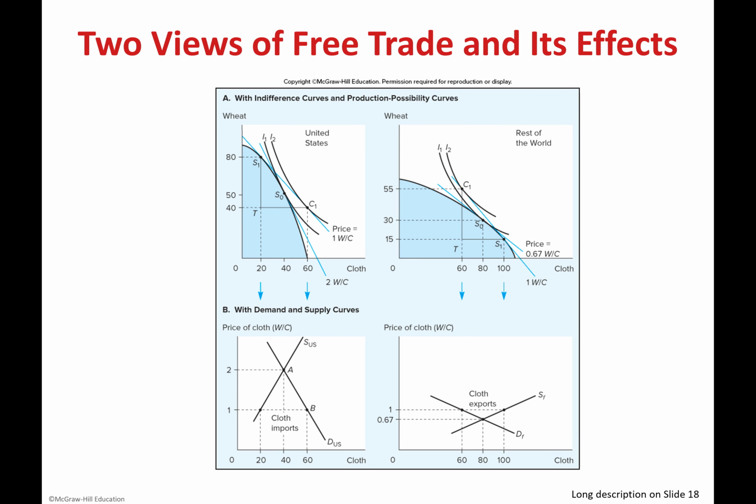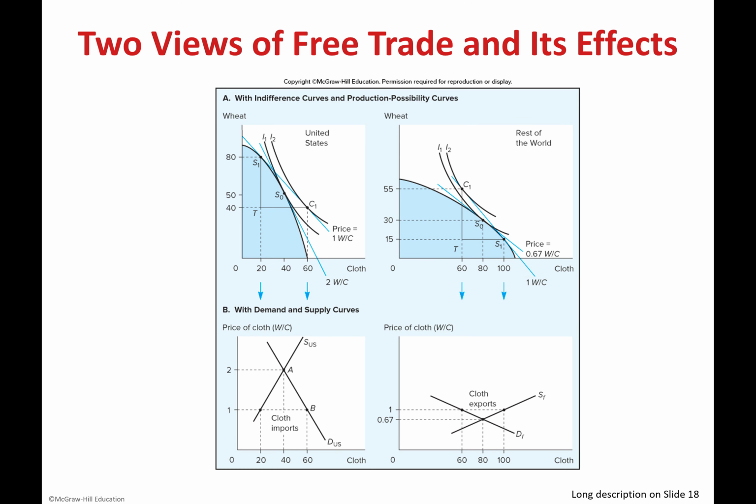Now what we're going to do is then look at where the consumption points are. And the consumption points, now that we've got a different price line, which is W over C, we're going to push that indifference curve outwards to a higher level of happiness and satisfaction until we end up at the point where we're going to consume. So for the US, it will be at C1. We can see where that is. That's a higher indifference curve. And notice it's tangential to that price line again.